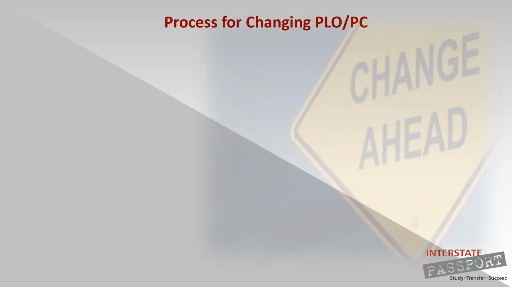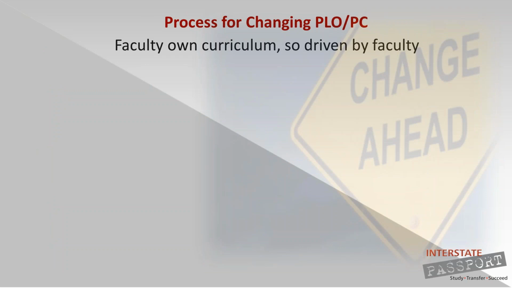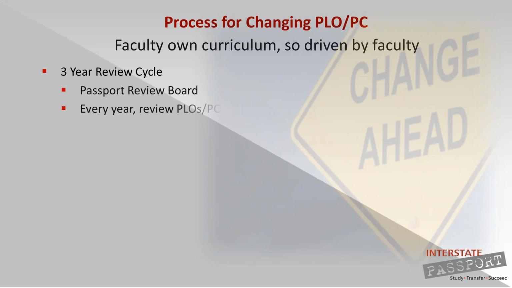I mentioned earlier that there is a process that we have developed for changing the learning outcomes or proficiency criteria. And as Terry pointed out in an earlier slide, faculty own the curriculum. So this change process is also driven by faculty. There is a 3-year review cycle for all of the PLOs and the PC. So if you recall, there are 9 lower division general education areas in the passport. And 3 of those will be examined every year by the Passport Review Board for their efficacy and their continued utility, and whether there has been feedback from the field that tells us that perhaps we need to look at some of those learning outcomes with fresh eyes. So every third year, a set of 3 of those PLOs and proficiency criteria will be examined.